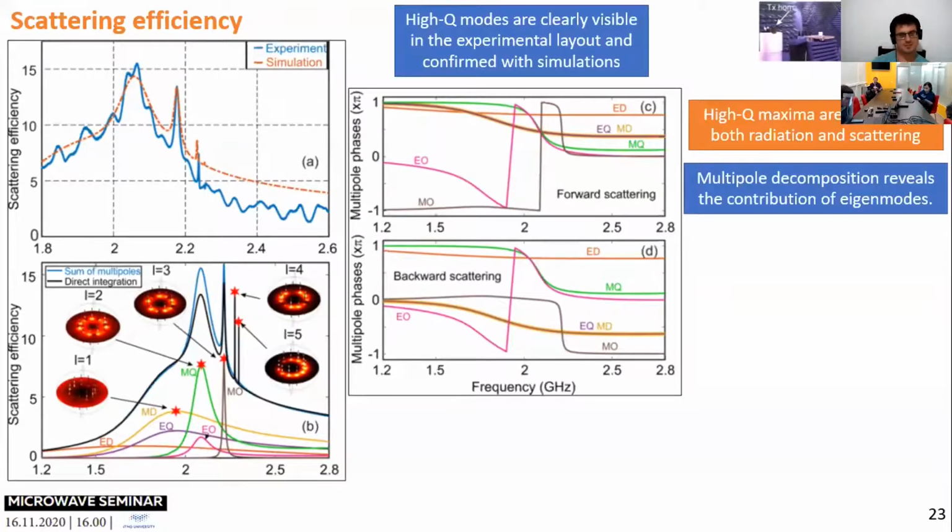And second of all, of course, how tolerant is your sample to minor disorder in the wire length or the spacing between wires, especially for the higher order modes? Thank you.